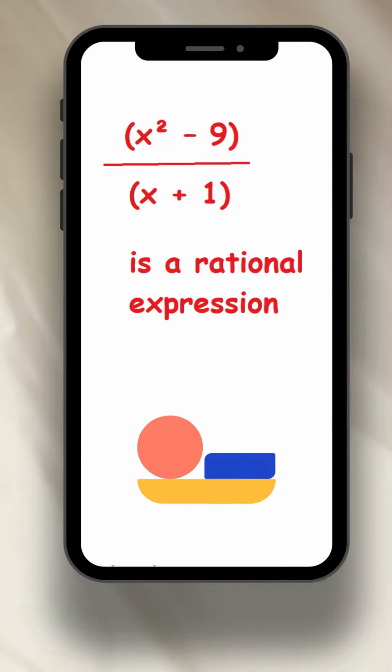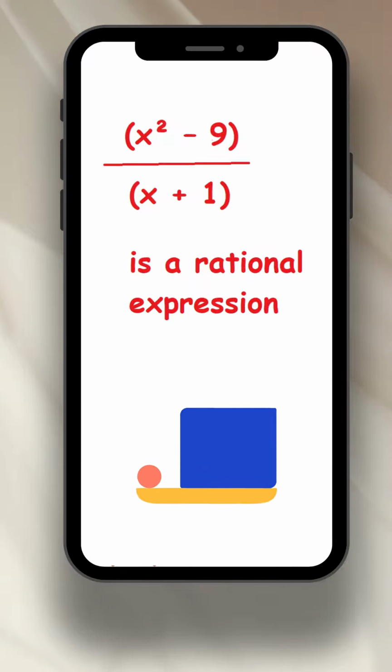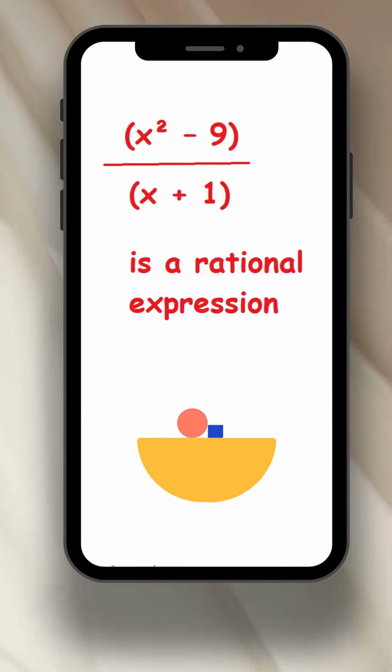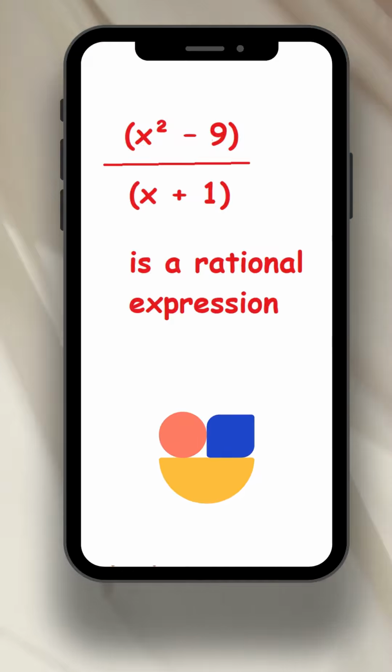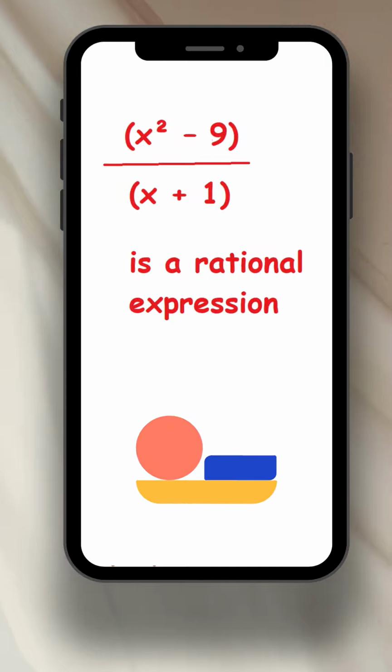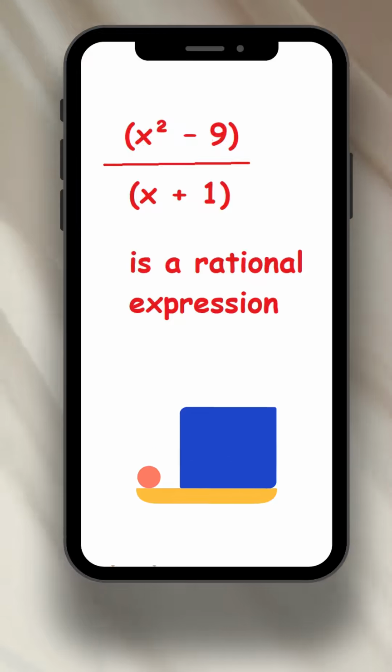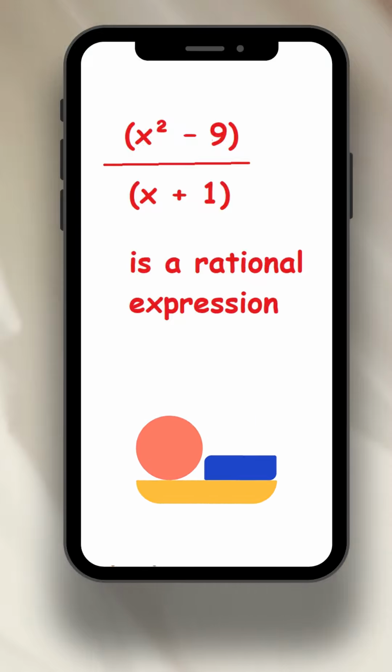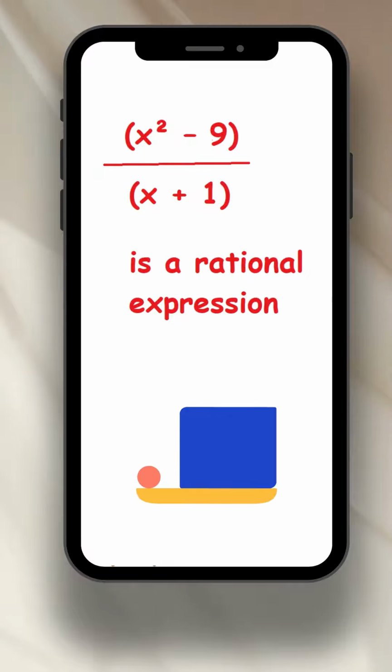So how do we know if something is a rational expression? It is simple. If it looks like a fraction where both the top and the bottom are polynomials, then it is a rational expression. If the expression breaks the rules of what a polynomial is, then it cannot be a rational expression either. Let's think of an example together.